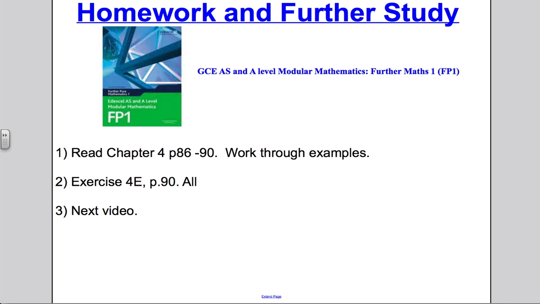So to consolidate your work, I'd suggest read chapter 4, page 86 to 90, look at the examples, and then do every question on exercise 4E, page 90. That would be great practice for you.